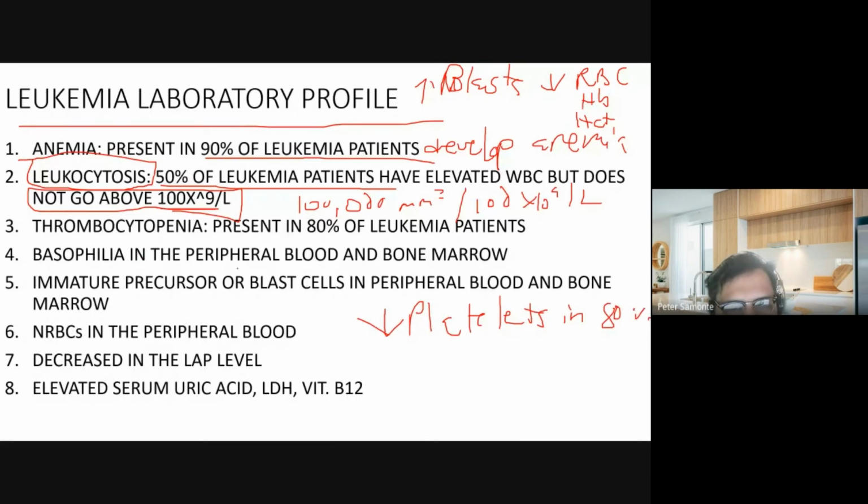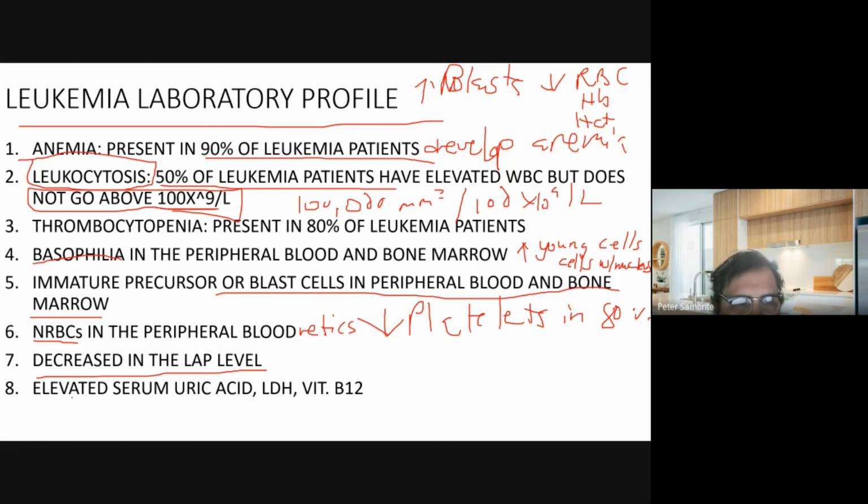Basophilia in the peripheral blood and bone marrow. So when you say basophilia, it is characterized also by increased young cells or increased cells with nucleus. Then there is also immature precursor or blast cells in the peripheral blood and bone marrow. There is also the presence of reticulocytes, may retics class. Decrease in the LAP level and elevated serum uric acid, lactate dehydrogenase, and vitamin B12.